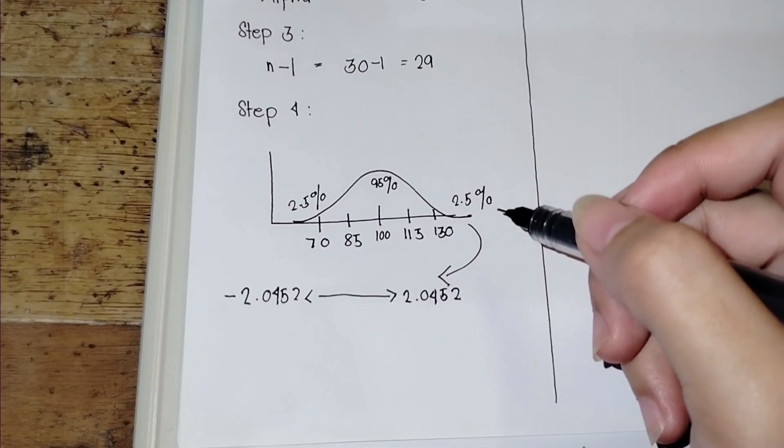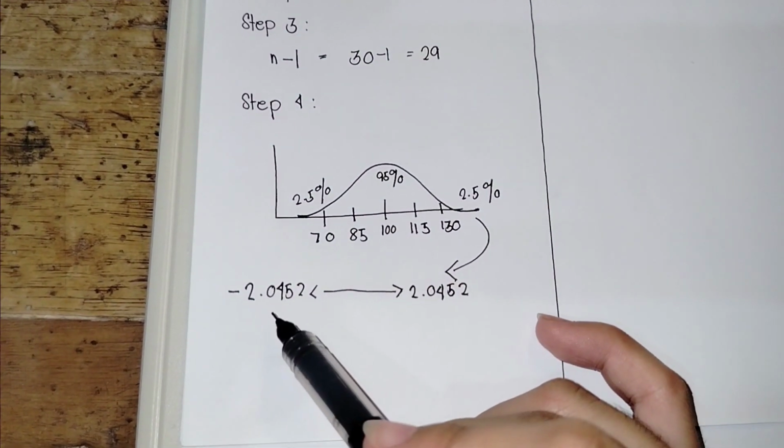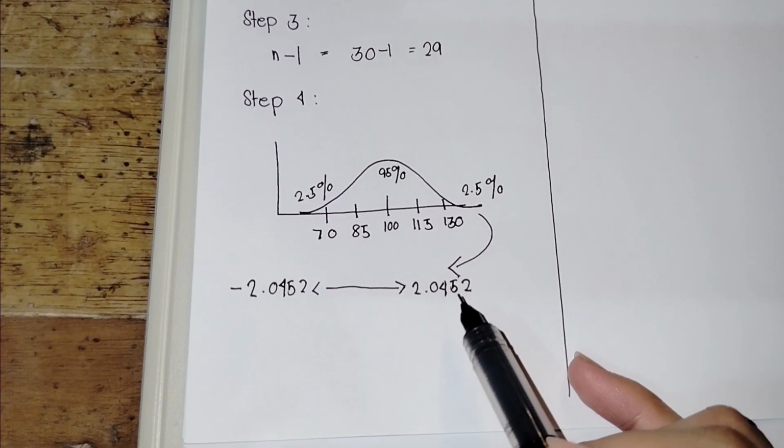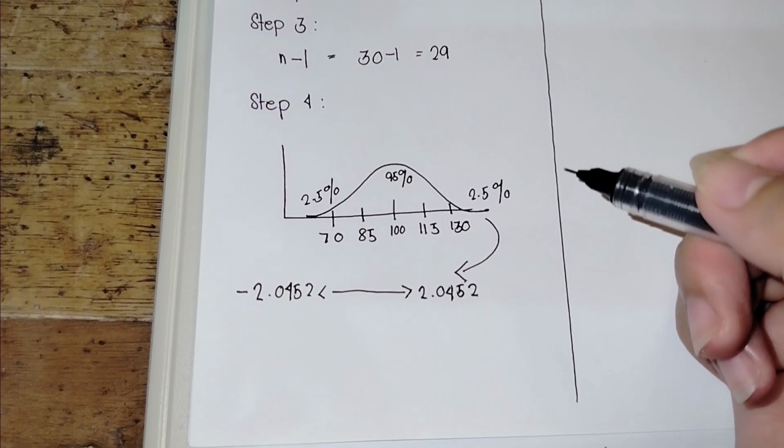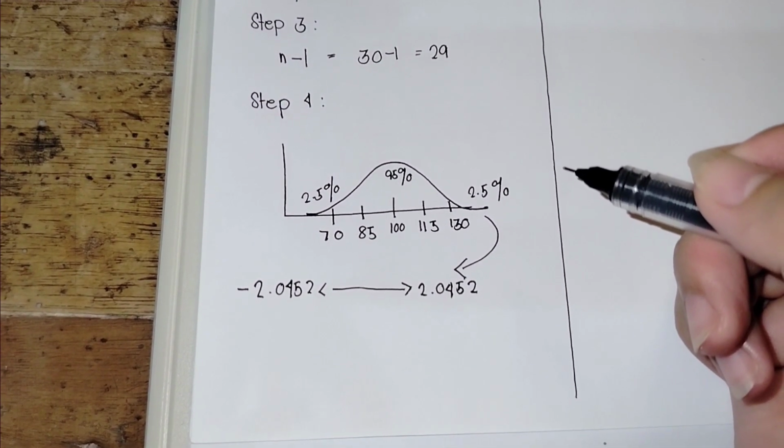If t is less than negative 2.0452 or greater than 2.0452, reject the null hypothesis.